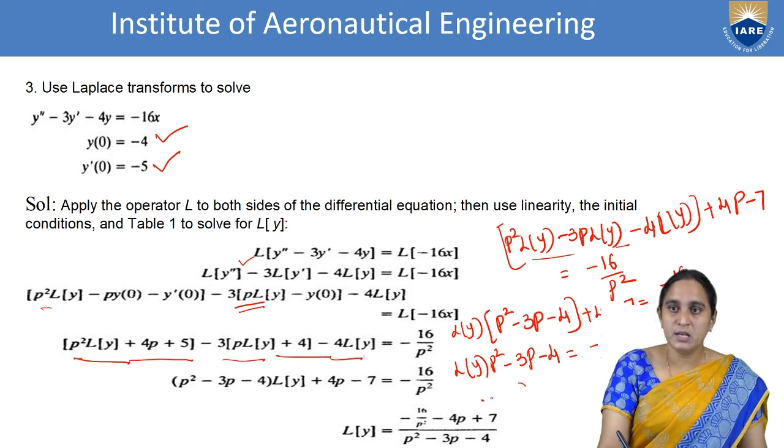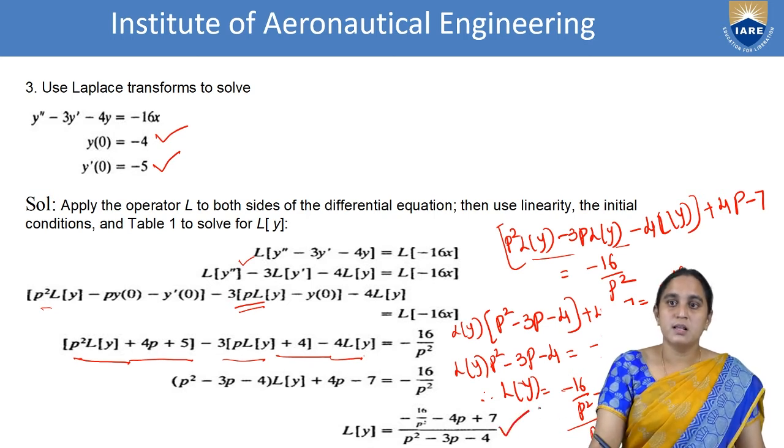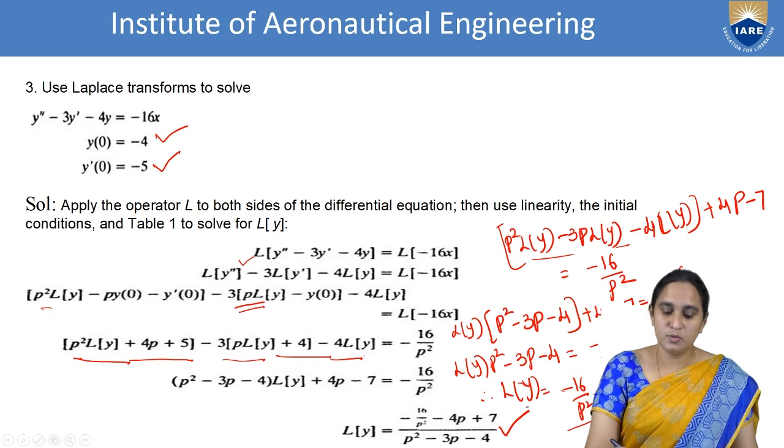Therefore, Laplace of y is equal to what? That is minus 16 by p square minus 4p plus 7, divided by p square minus 3p minus 4. This is like this. Therefore, Laplace of y is equal to what?